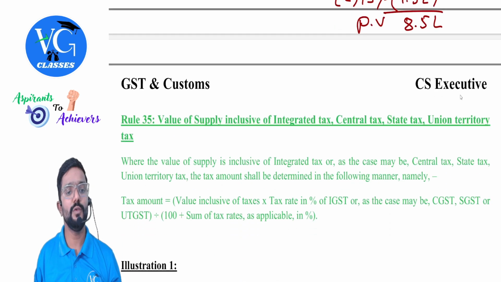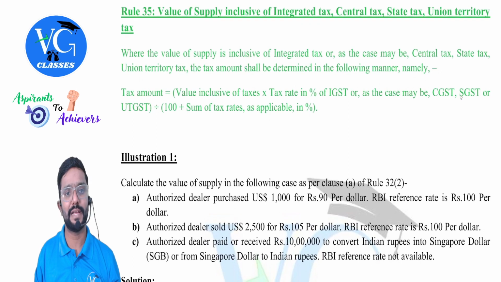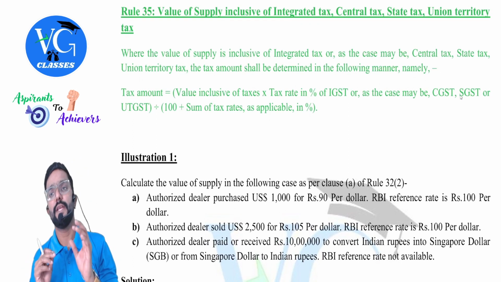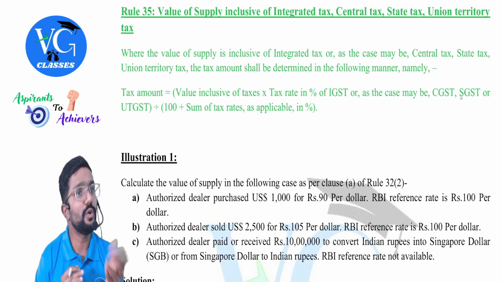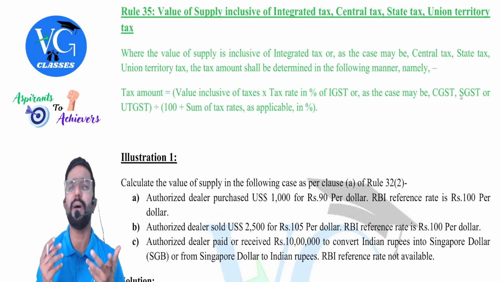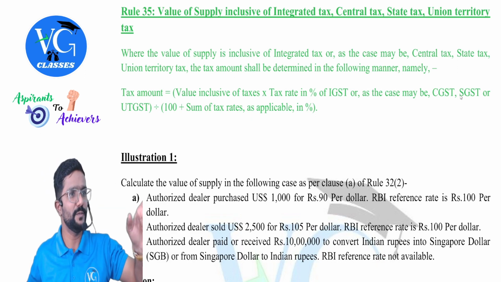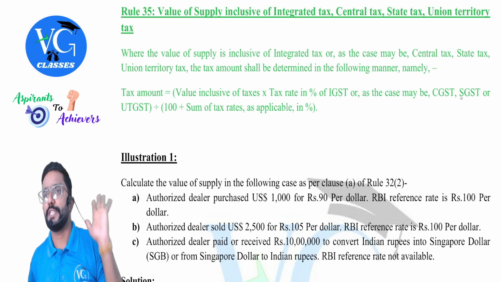Yes, sir. Then rule 35. Actually, rule 35 I already covered, guys. In the provision book also I have given it. If the value, whatever is there, already includes GST, how do we calculate the value part? For example, MRP goods, you know? Pre-packed items. Sir, will they collect GST separately? No. MRP already includes GST, people.